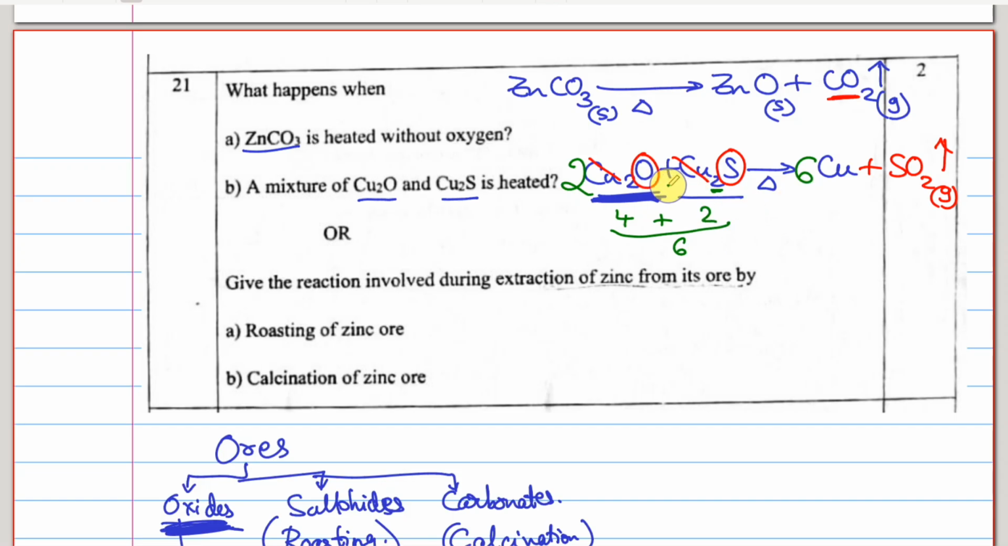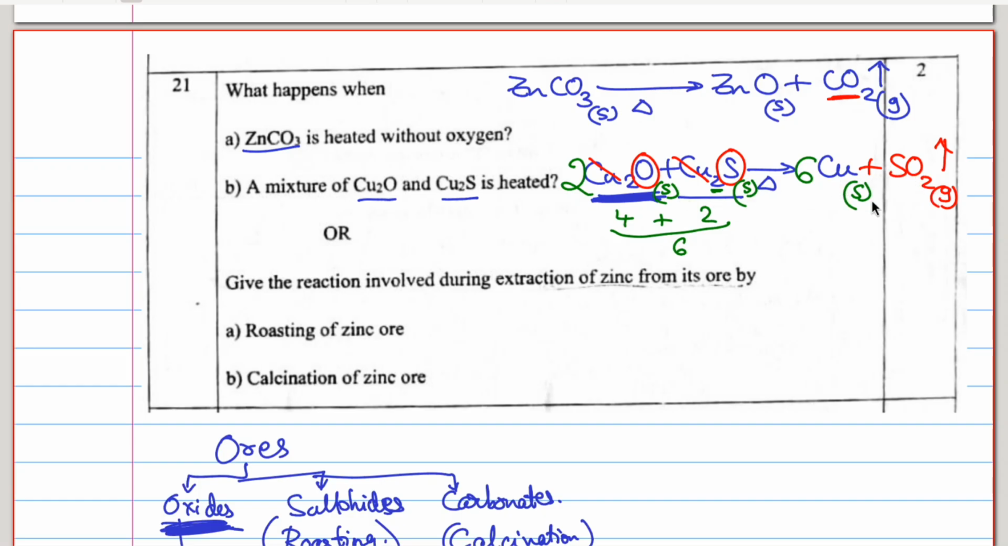So adding the states, copper oxide is an oxide ore, so solid. Copper sulfide, again solid. Copper, again solid. Sulfur dioxide is a gas, so G. So this is the reaction taking place. So we'll have to explain it. So we'll write copper oxide is being heated along with copper sulfide, and these two ores will get reduced to generate pure or solid form of copper or elemental copper. Copper oxide and copper sulfide, when heated together, will get reduced to form elemental copper and liberate sulfur dioxide gas.